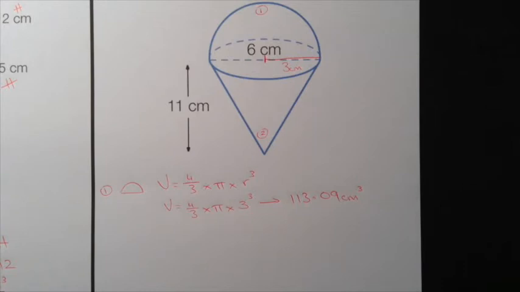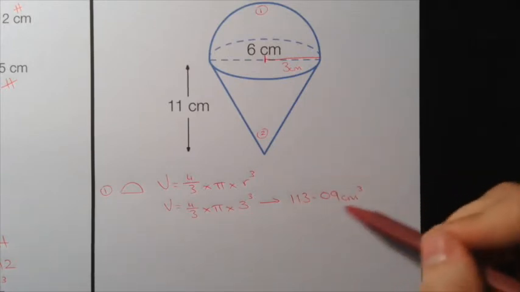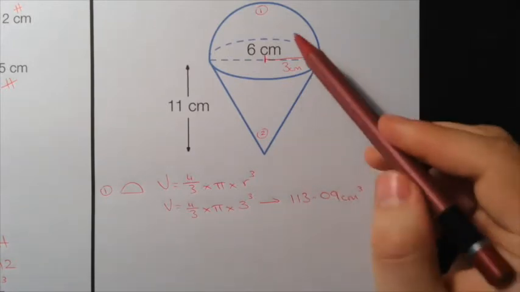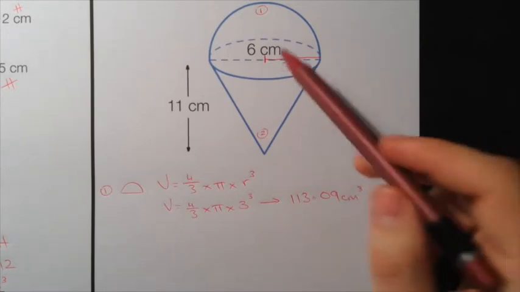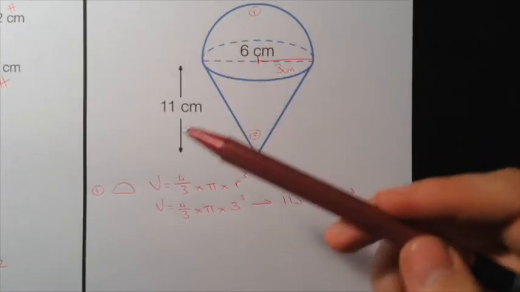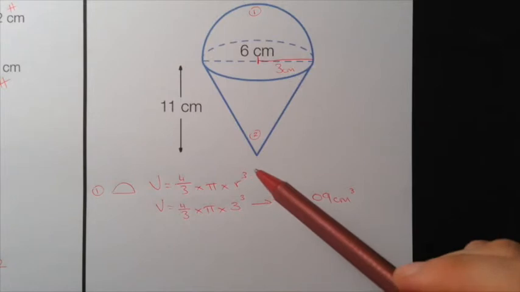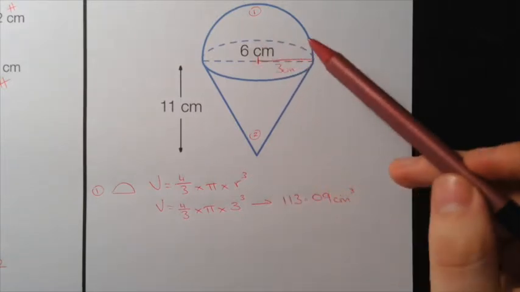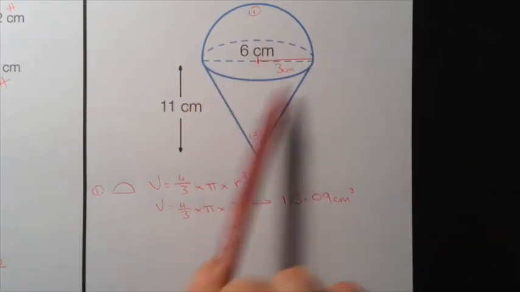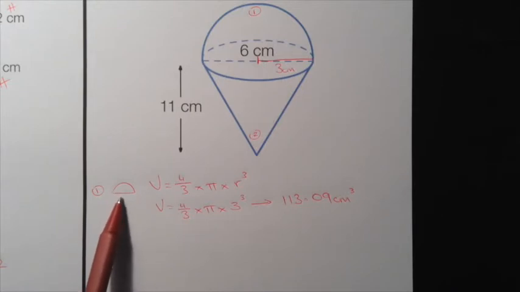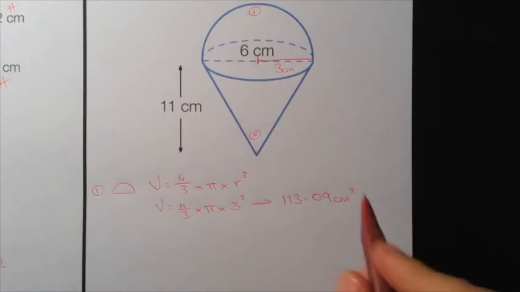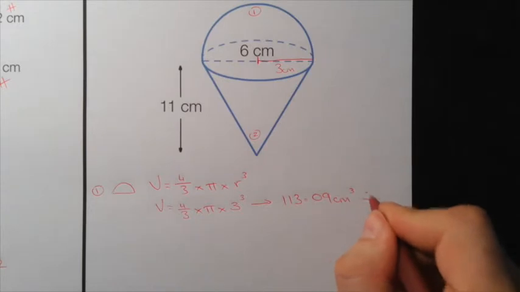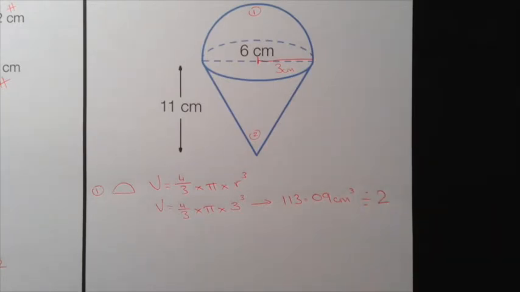Now, this is where the trick comes in. This answer that you've got is for a full sphere, like a soccer ball, or a full scoop of ice cream. In our example here, we have half of that, and we can see we've drawn it on the side here. We have half of a sphere. So we need to divide this final answer by 2, because we only have half of a sphere.